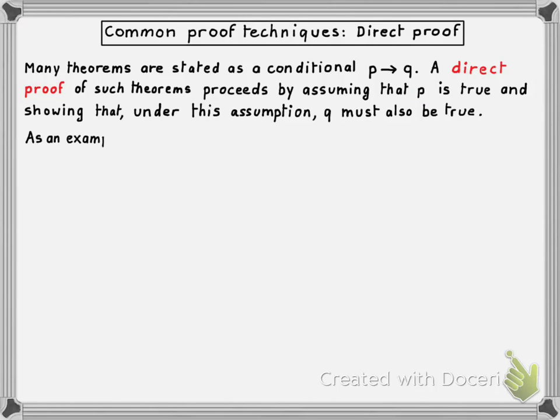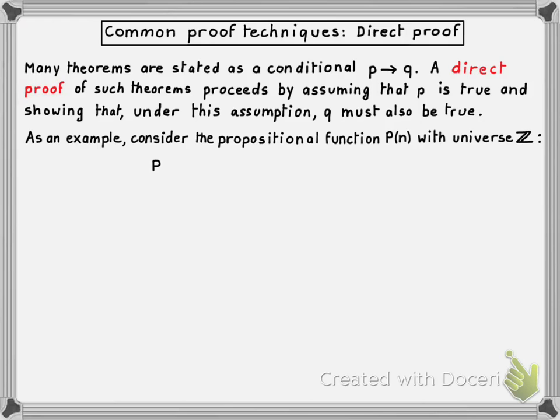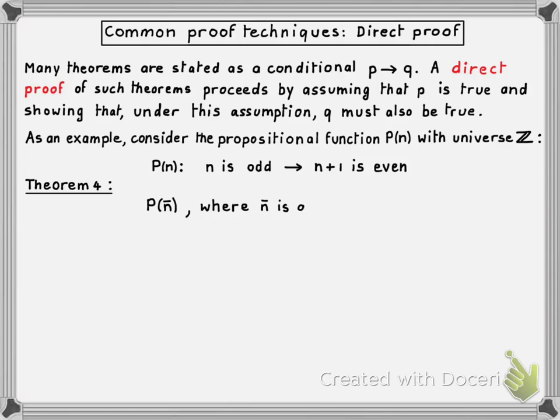Now to illustrate this proof technique, let's look at yet another propositional function P of n over the same universe of integers Z. And this time P of n states that if n is odd, then n plus 1 is even. So notice P of n is not a proposition, so as the fourth theorem in this lecture, we're going to prove the actual proposition P of n bar, where n bar is a specific but unknown or arbitrary integer.